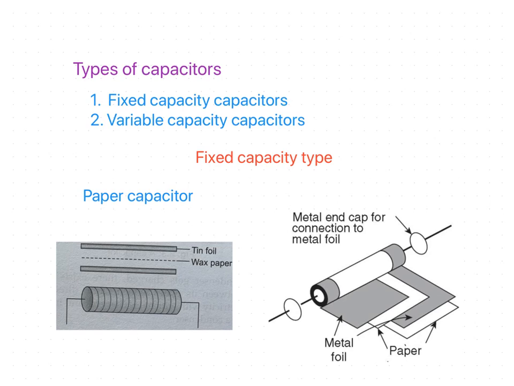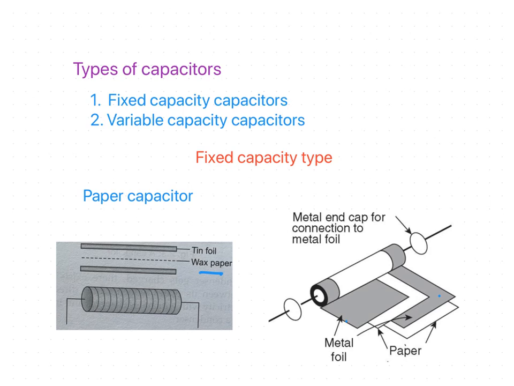One is the paper capacitor. In the paper capacitor, there are two metal foils, and in between them, paper is used as a dielectric. Some wax paper is also used, and different arrangements of these foils can be seen. These can be arranged horizontally or in folds.